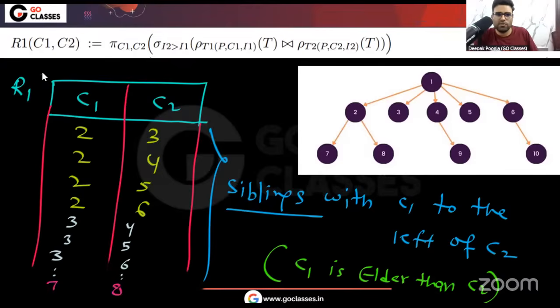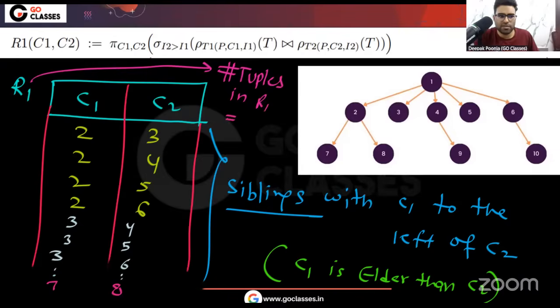So tell me, in this R1, how many tuples will there be? What will be the number of tuples? Let me know how many tuples in R1. Very simple. Remember, from the 2 point of view, we have 1, 2, 3, 4, so 4 tuples for 2. Then 1, 2, 3, so 3 tuples for 3. So you can see 4 plus 3, that is 7.